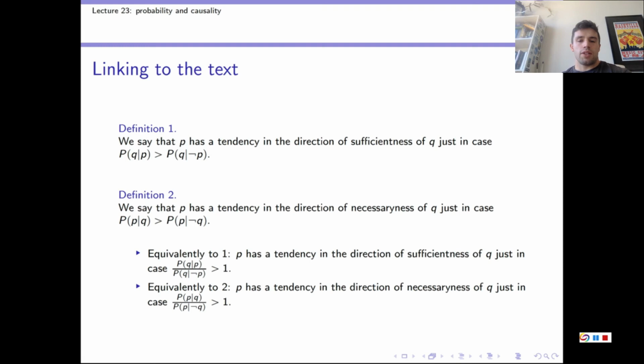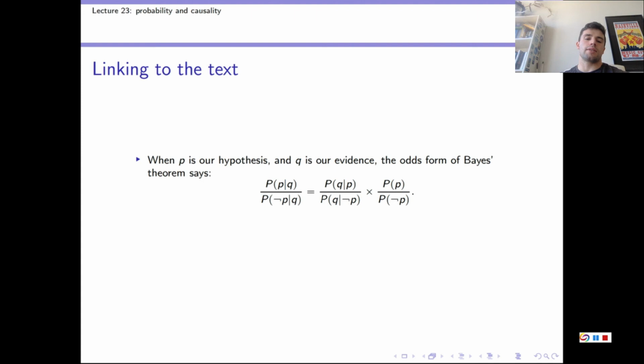Now, we think back to the odds form of Bayes' theorem. If we think of P as our hypothesis and Q as the evidence, then the odds form of Bayes' theorem said this: P of P given Q over P of not P given Q equals the Bayes factor times the ratio of the priors, so equals P of Q given P over P of Q given not P times P of P over P of not P.